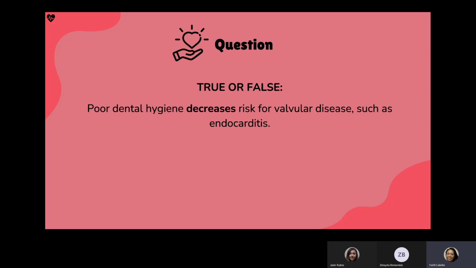Okay, class, here's your final question. True or false? Poor dental hygiene decreases your risk for valvular disease. The answer is false. Poor dental hygiene actually increases risk for valvular disease, such as endocarditis.